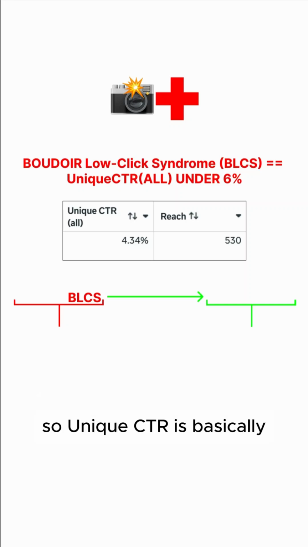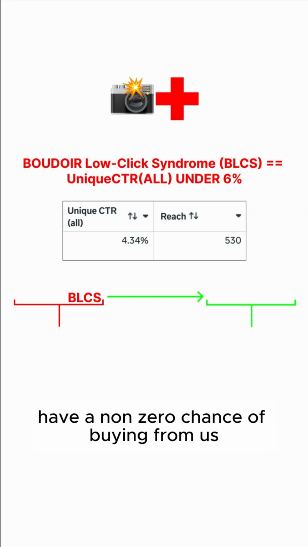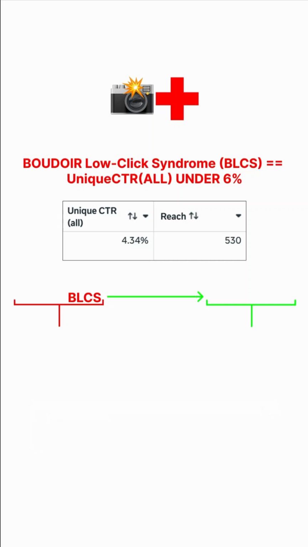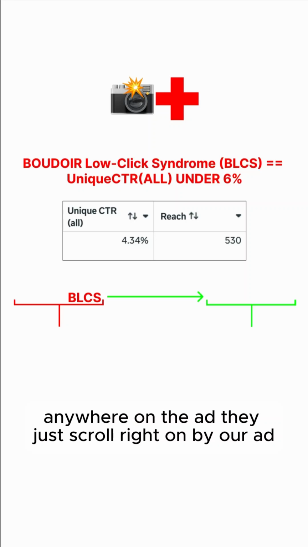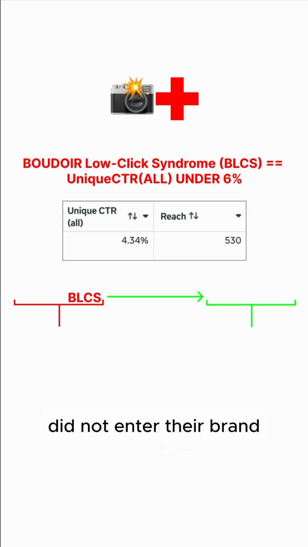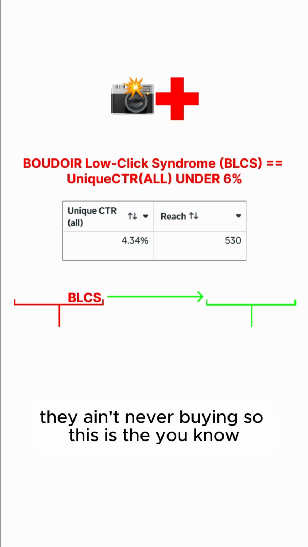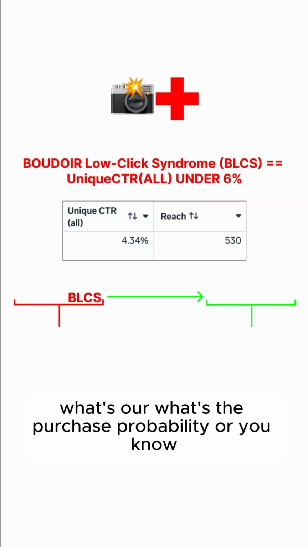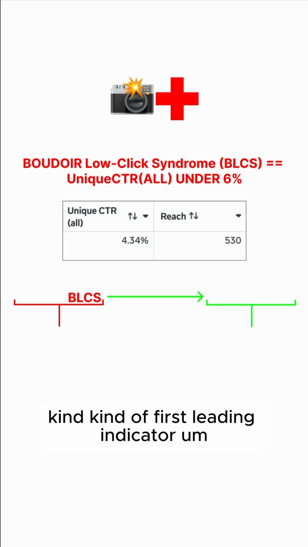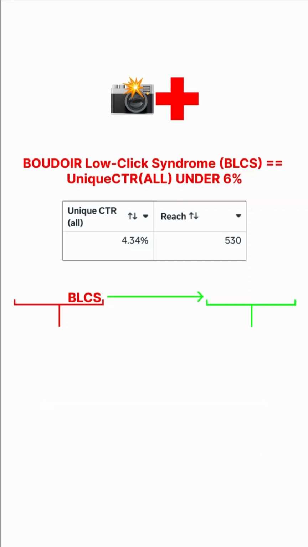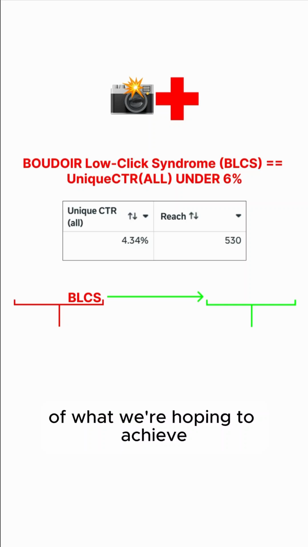So unique CTR all is basically how many women out of 100 did we get to have a non-zero chance of buying from us. That's literally what it is. Everyone else who doesn't click anywhere on the ad just scrolls right on by. Our ad did not enter their brain. They ain't never buying. So this is the purchase probability, the first leading indicator of what we're hoping to achieve.